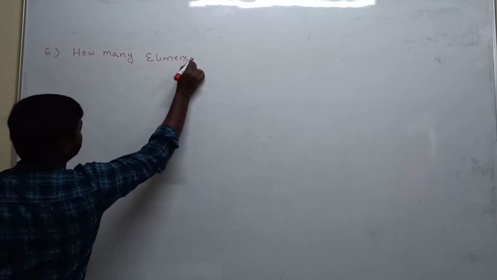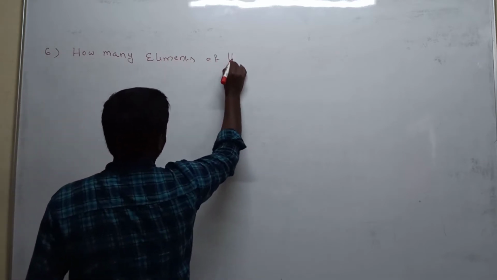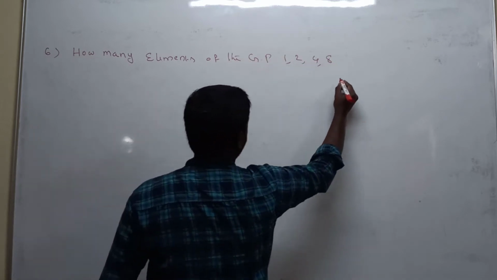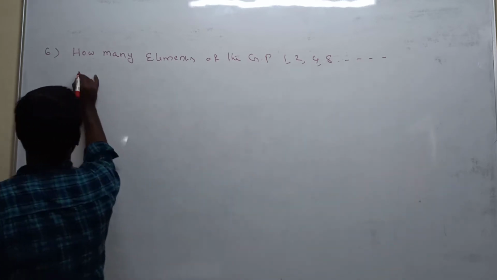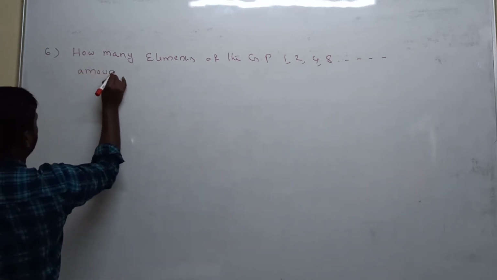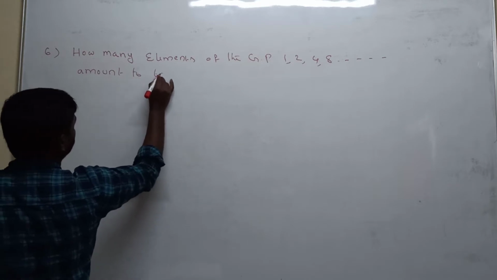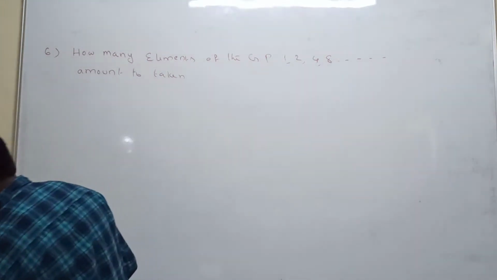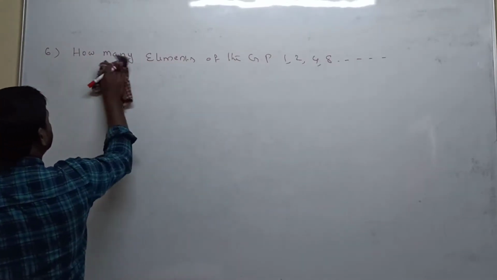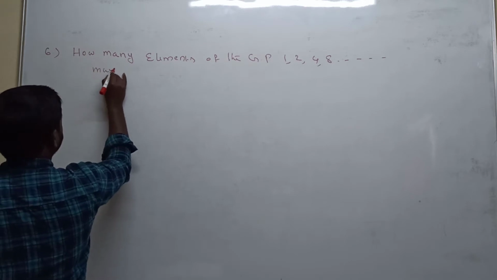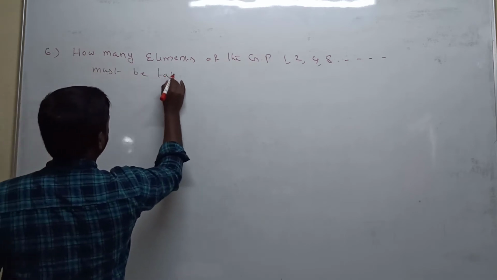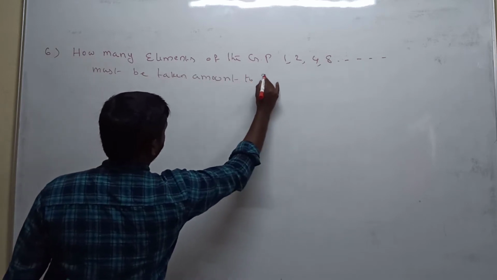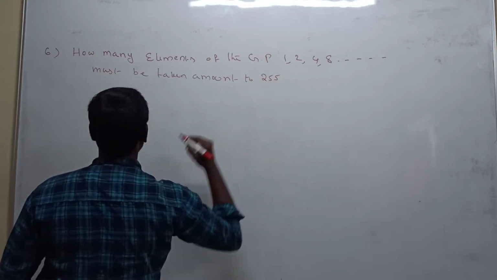6th question: how many elements of the geometric progression 1, 2, 4, 8 and so on must be taken to amount to 255.